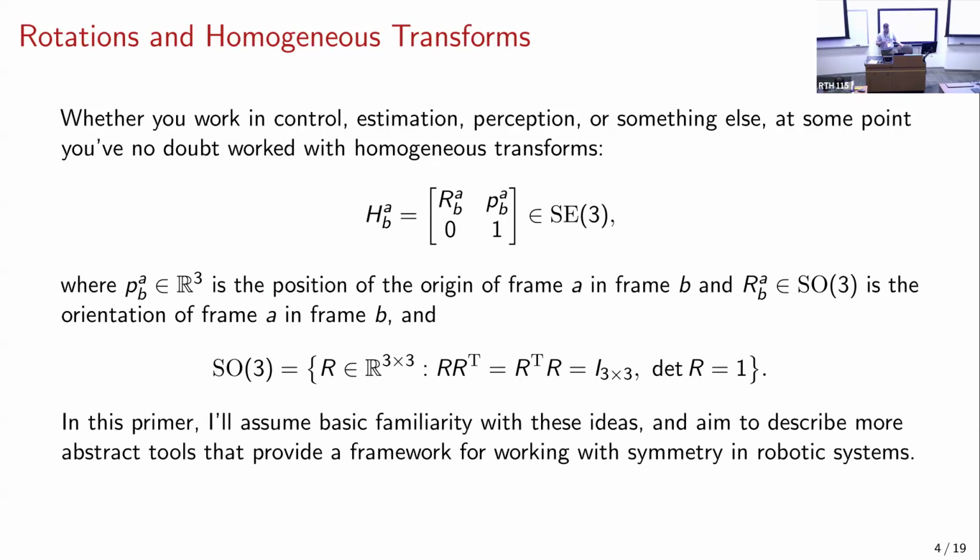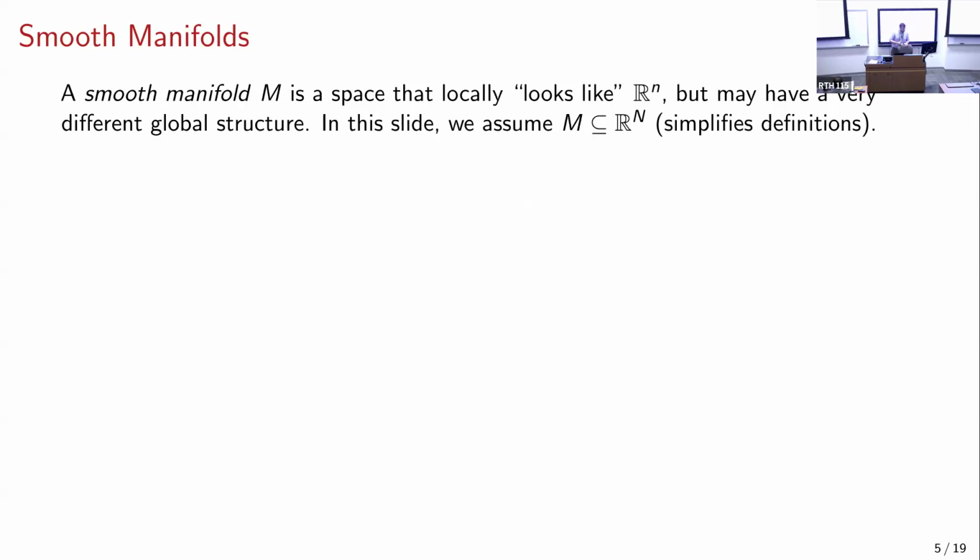I'll assume that we have a basic familiarity with some of these ideas around 3D rotations, and think about how we can abstract that to a more general setting. To do that, we'll typically be thinking about spaces that we call smooth manifolds, which, as many of you are surely familiar with, are spaces that look like Euclidean space, or look like R^n, when you look at a very small or maybe even pretty big region of them, but maybe globally they have a different structure. The reason we study these spaces is that we can do calculus in them, because they have the local structure we need without assuming that we have that structure globally.